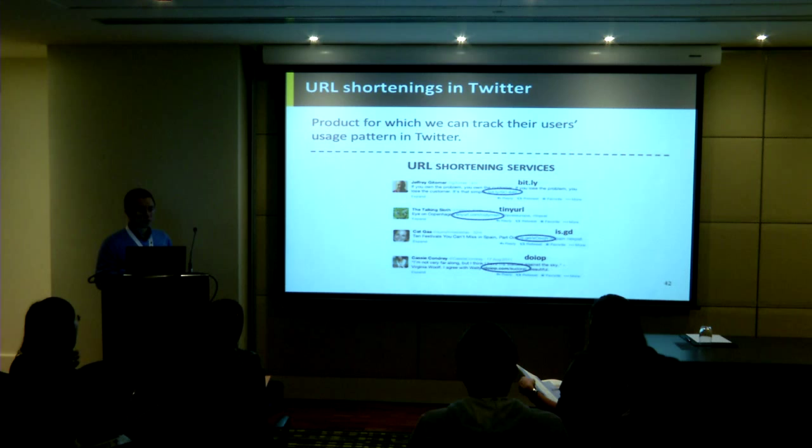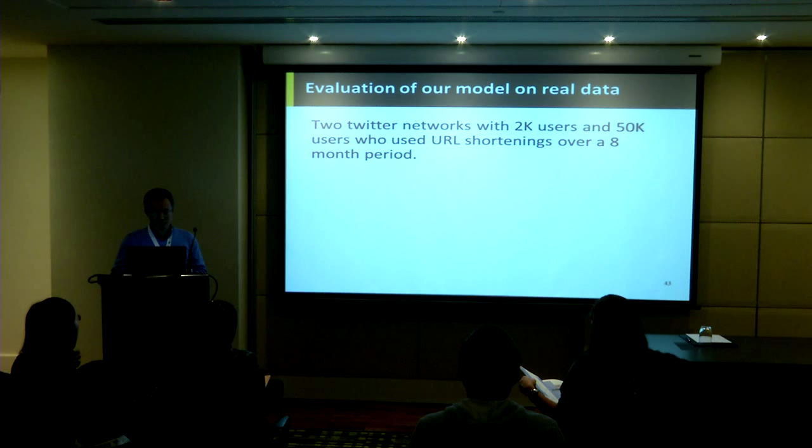So what we have collected is the Twitter data from 2,000 users and another network of 50,000 users. The 2,000 user data is going to be used for evaluating how effective this activity shaping is going to be. And the 50K is going to be used for evaluating the scalability of this algorithm. The data is collected over a month period of time.